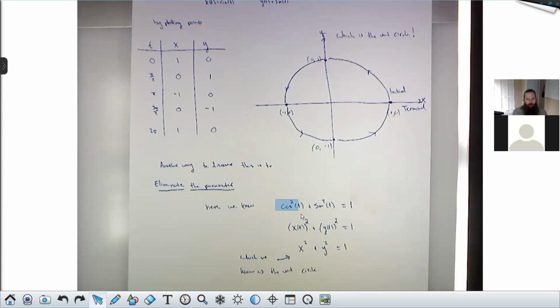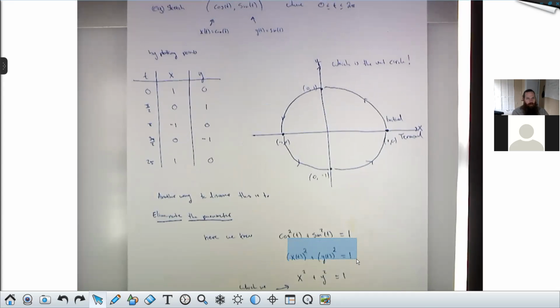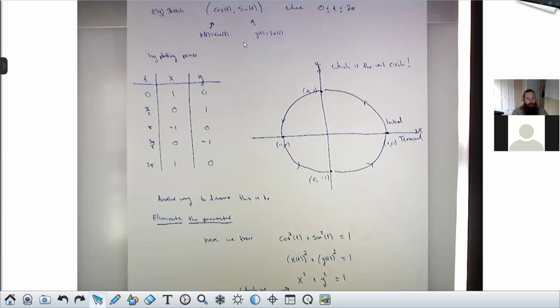So cosine of t is x of t. So cos squared of t is x of t all squared. Similarly, y of t is sine t. So sine squared t is y of t all squared. Well, then I just call x of t x, call y of t y, and say, okay, this relationship is true if and only if this relationship is true, where x and y are these functions, cosine and sine.